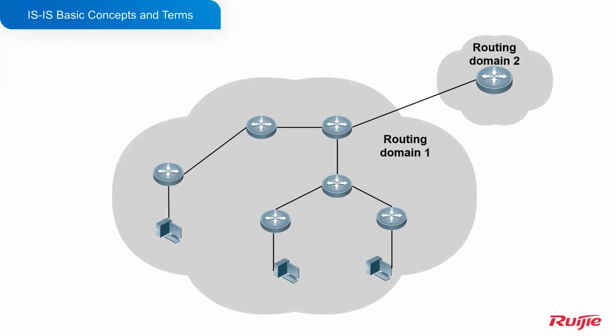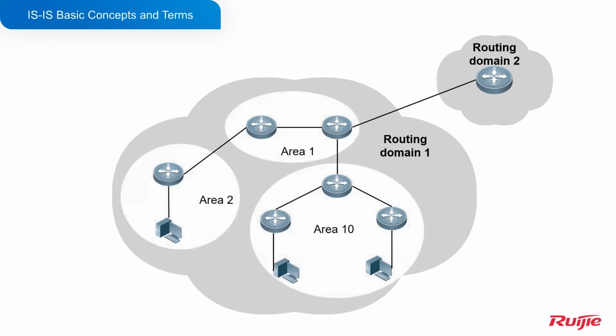And maybe you are more familiar with the AS, right? One AS is also one routing domain. You can think in one routing domain, maybe the same organization will maintain your network, okay? And the other company, maybe like the internet, belongs to other routing domains. And then you also have to divide the router into different areas, and each area will have an area ID, like area 1, 2, and 10, right?